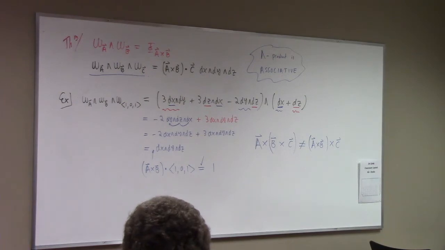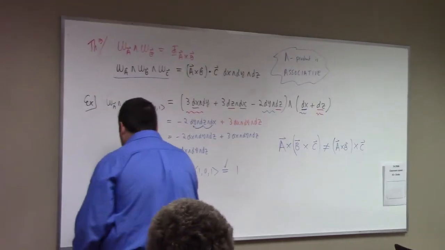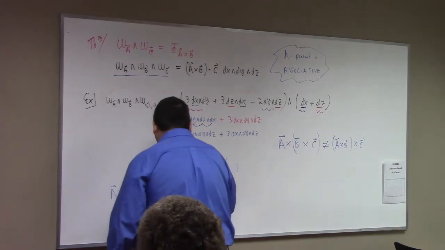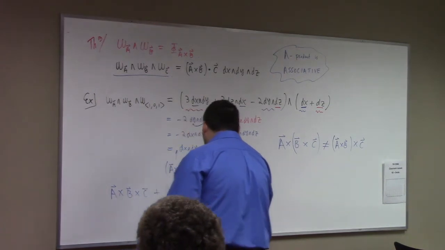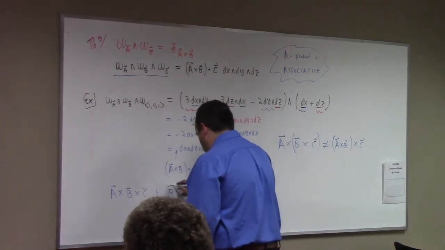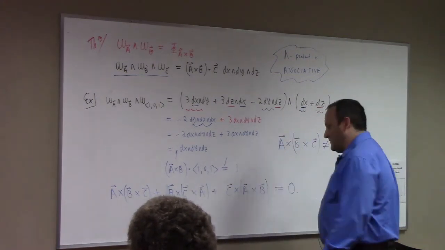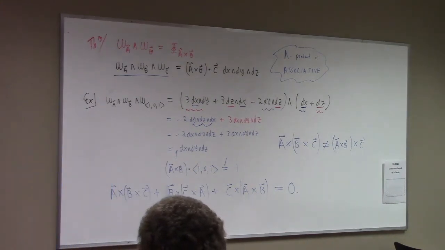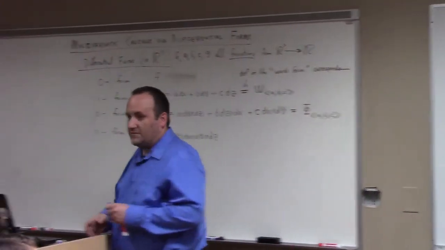Its departure from associativity is measured by something called the Jacobi identity. In fact, you can prove that the cross product satisfies the following identity: A cross B cross C plus, cyclic, B cross C cross A plus C cross A cross B equals 0. Not only is it not associative, here's how it is not associative. That's its departure from associativity. It satisfies that identity. So it's kind of almost associative in the sense that that measures its non-associativity, the Jacobi identity.